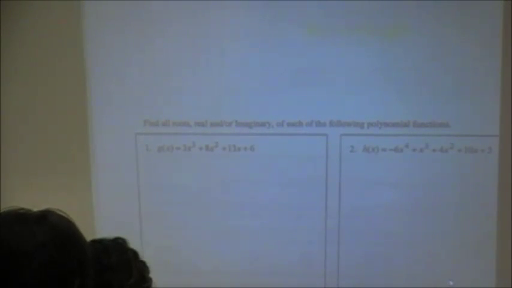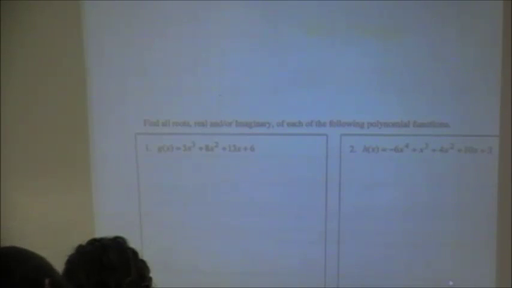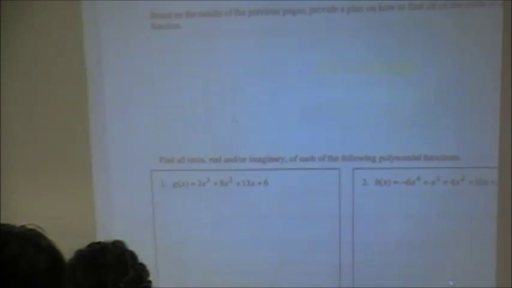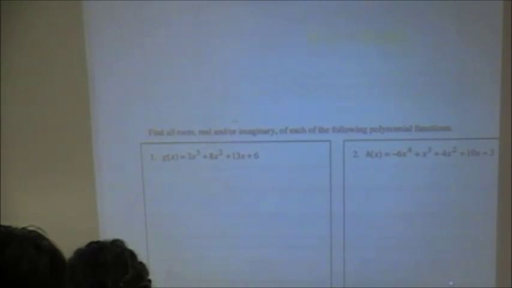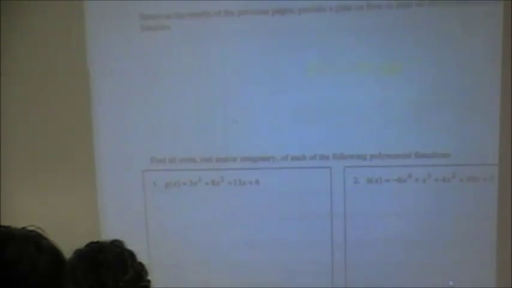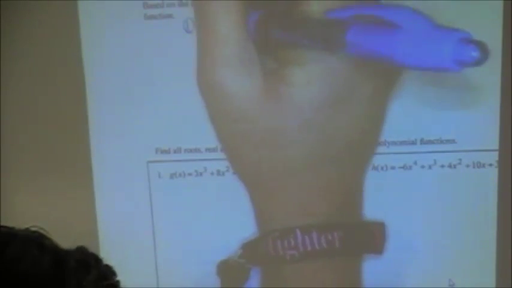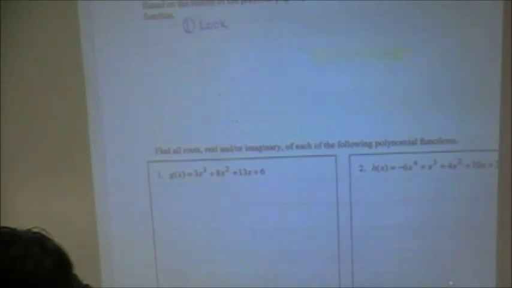Okay, so based on everything we've done, now it says at the top of the page, let's provide a plan on how to find all of the roots of the polynomial function. Okay, so what do you think we should do first? What's the first step? Look at the function. Look at the function, and when we look at it, what are we looking for? Determine whether there's a constant term. That's exactly what you're looking for. If it has a constant term, then you know there are no zeros that are 0.